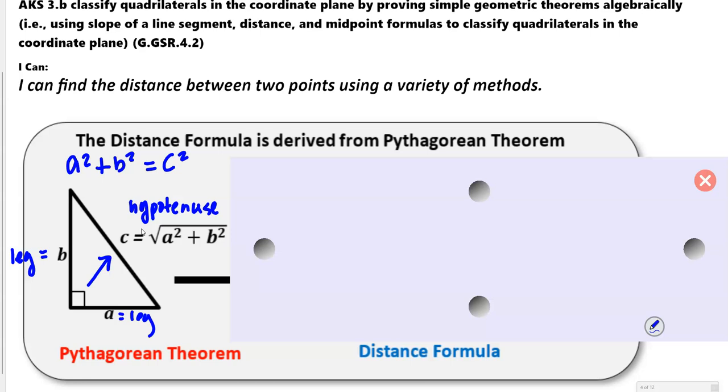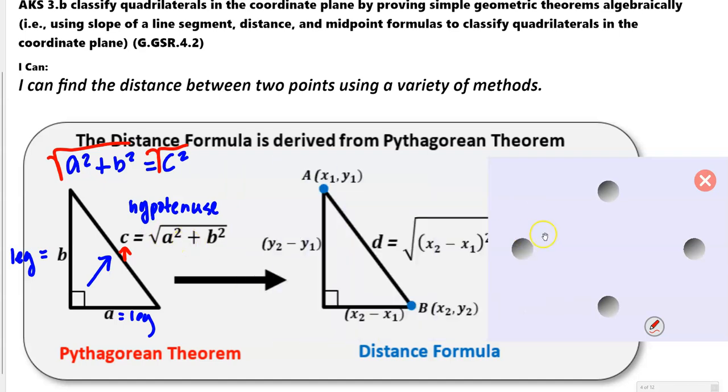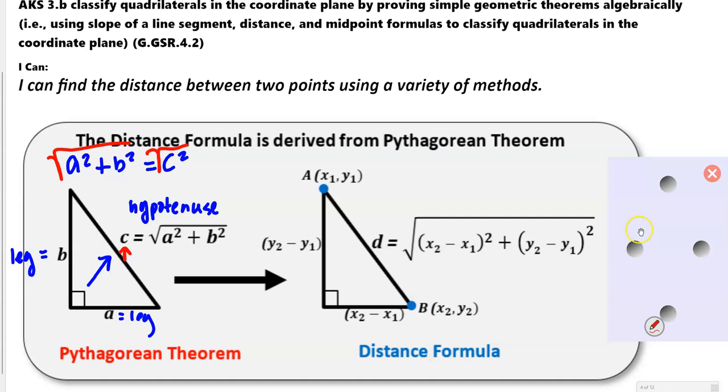If a squared plus b squared equals c squared, and we can find the length of these two things, b and a, we can square those. Then to get the length of c, we take the square root, so c is equal to the square root of a squared plus b squared.